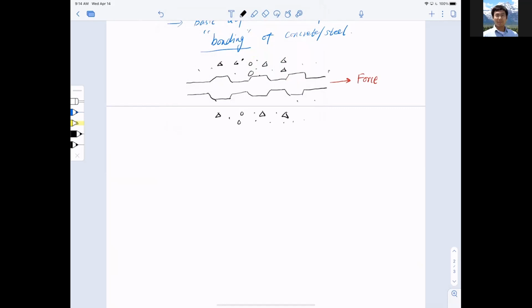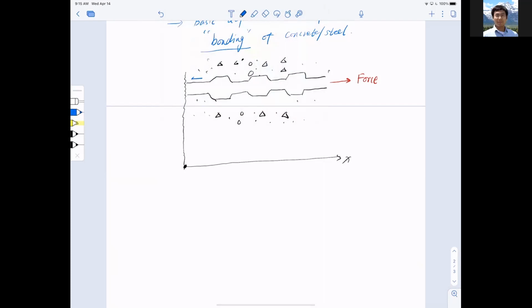As I'm pulling the bar away from the concrete, I can see that the concrete is trying to resist this. Let's assume at the very left end, and let me pull up an x-axis, there's no stress developed at the very end. As I get away from the left end, the first thing I see is the friction.